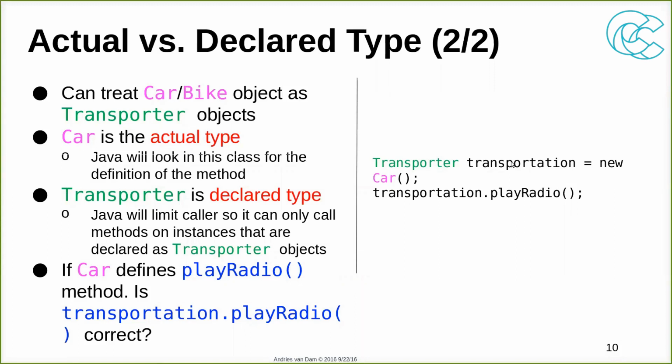But you can say colorable, for example: Colorable color = new Car. Then you can call setColor and getColor on this instance, but you cannot call move on this one. Although the car implements both, because the variable is of transporter type, it only has visibility for the methods in transporter. It doesn't know beyond those two methods. It only knows about those two methods.